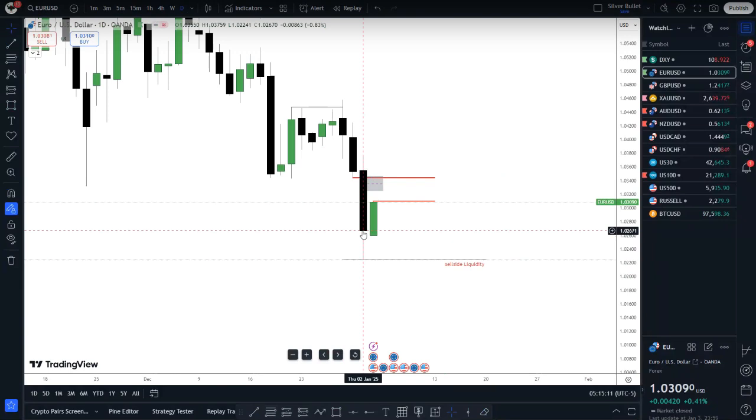However, on the weekly chart, I am bearish. Monthly chart, I am bearish. The quarter, bearish as well. That's going to be Euro USD. Let's look at Pound.